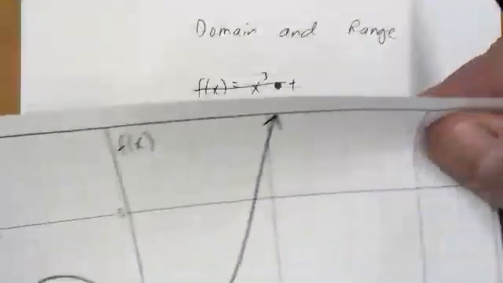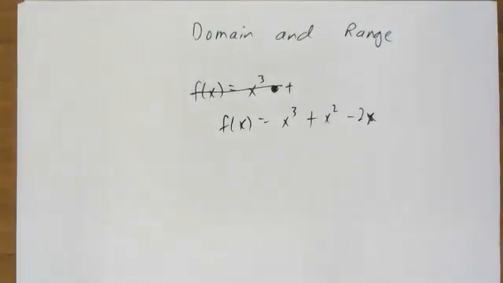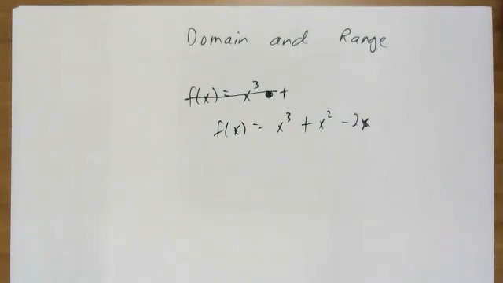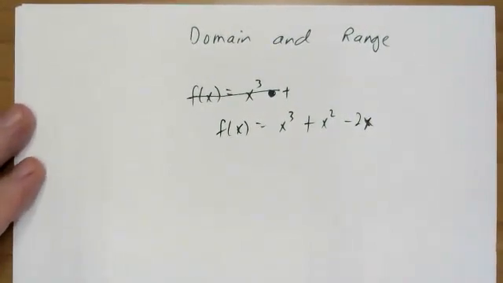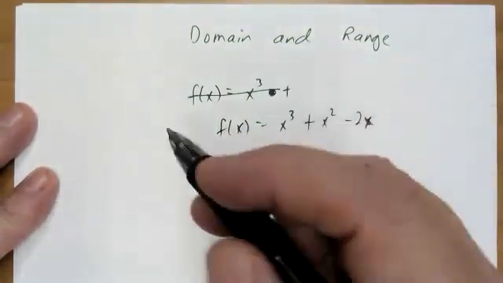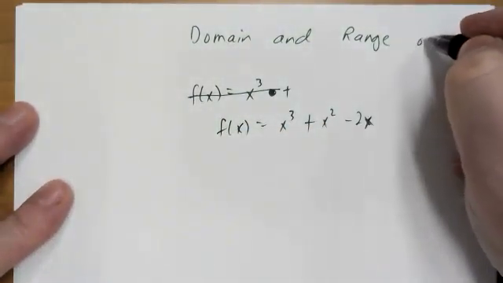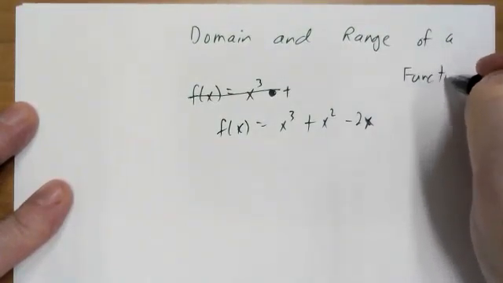So let me take a quick minute and give a definition of domain and range, and then we can see how that applies to graphs. You're going to find out that finding the domain and range when you're given the graph of a function is pretty straightforward. It's not too difficult once you grasp what is going on. We talk about domain and range of a function.